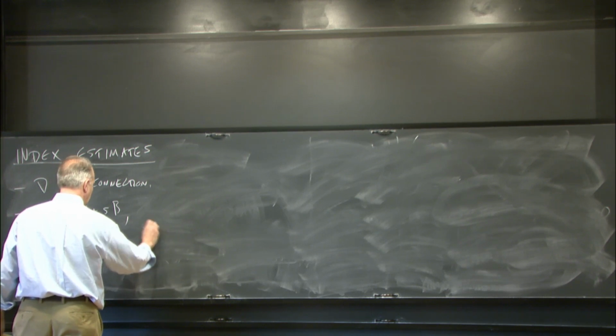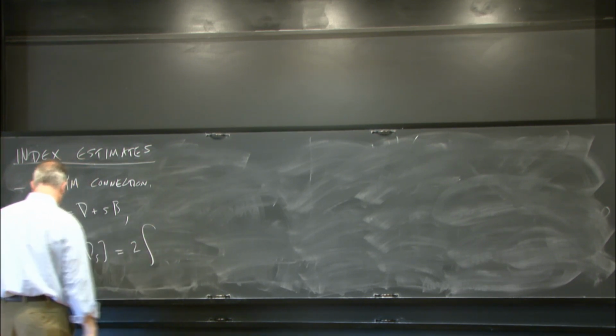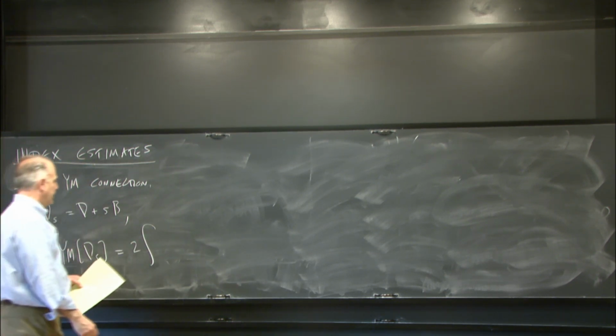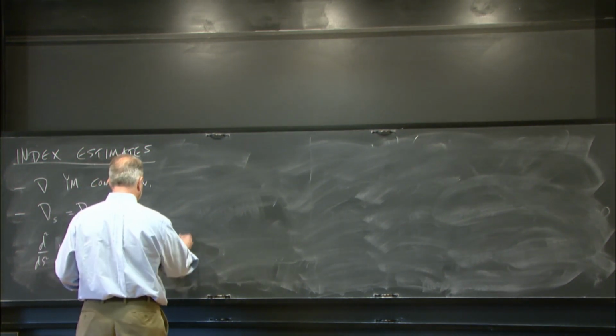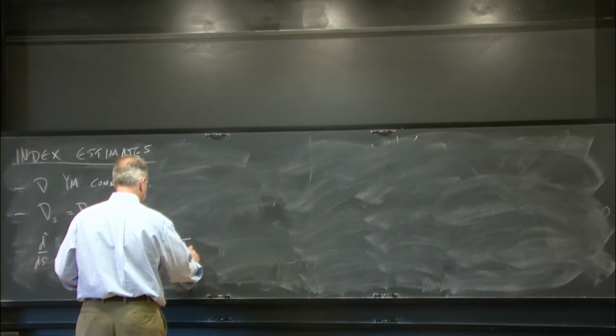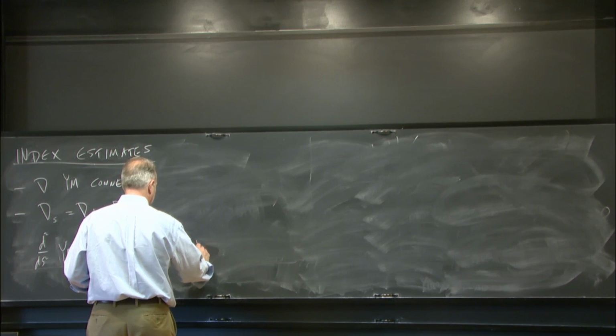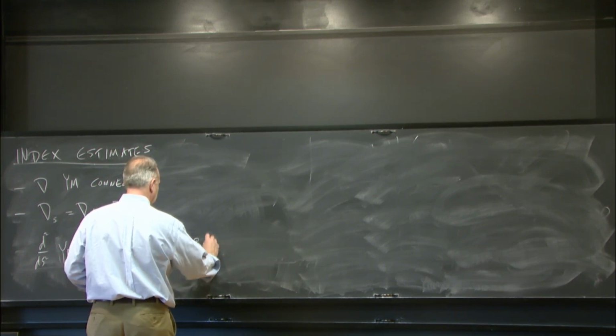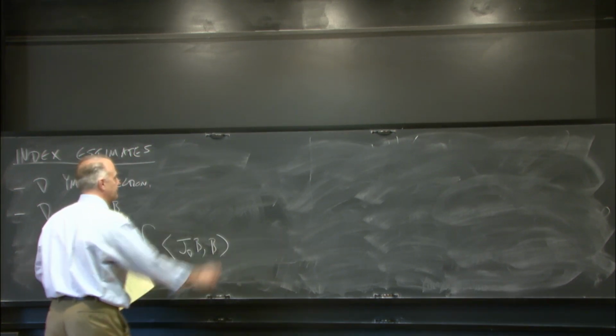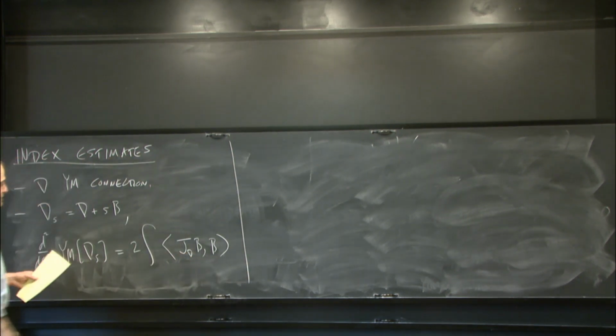Okay, what do you get? Well, I guess the way I'm going to normalize this is a factor of 2 here. You get an index form. So what happens is some operator, I'll call J for Jacobi, that acts upon B, and you take the inner product with B. All right, so what is this operator?